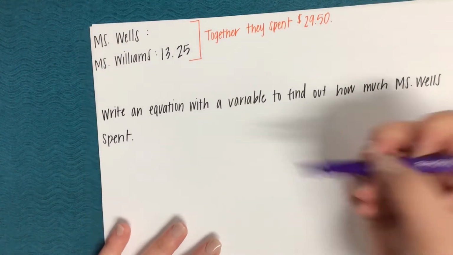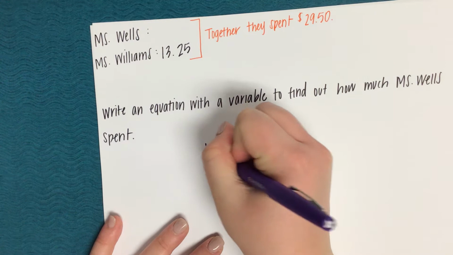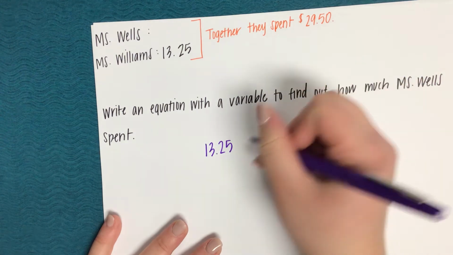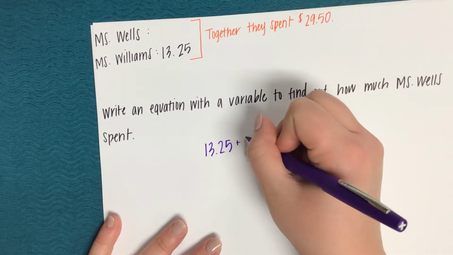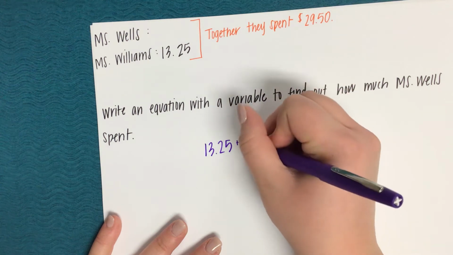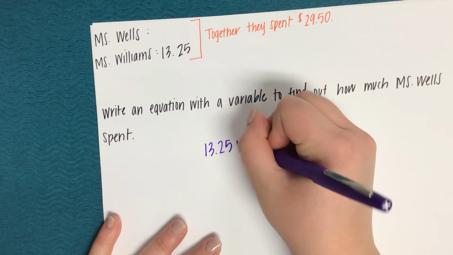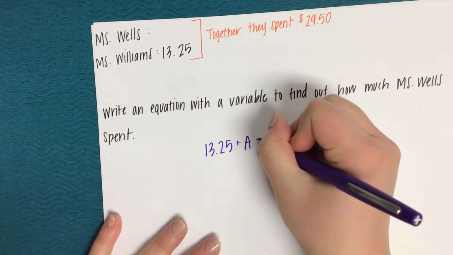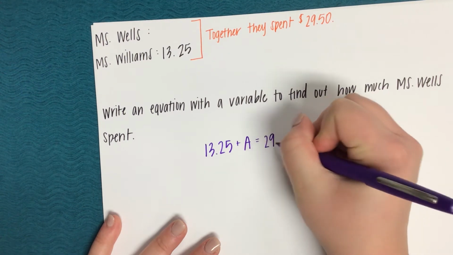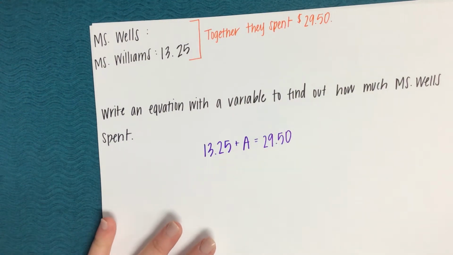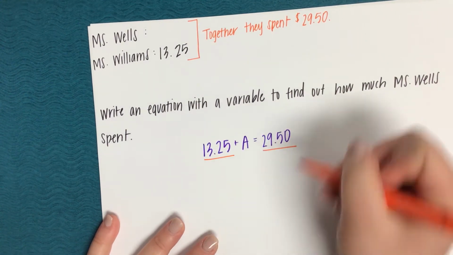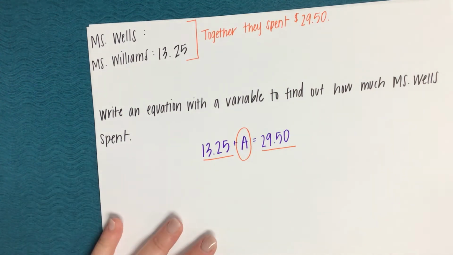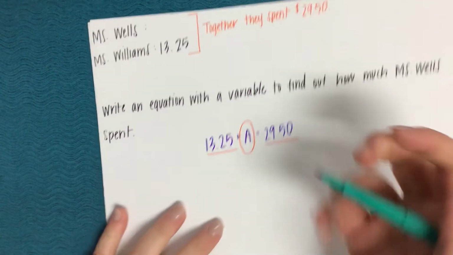So what I know is that Miss Williams spent $13.25. Okay? And then Miss Wells spent, don't know yet, so we can just use the variable A in that situation. And then we're gonna put it equals $29.50. So we've plugged in the two things that we know, and then we have a variable for the one thing that we don't know. Okay? And then we're going to solve like we normally would.